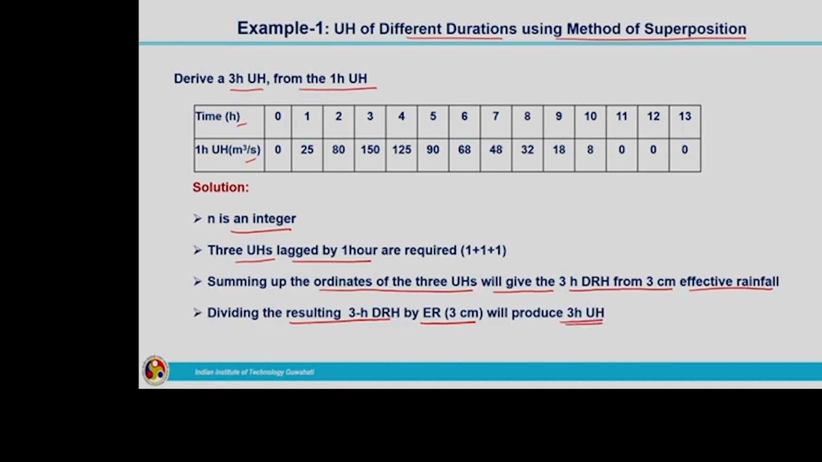So first what we will be doing, we will be lagging the 1-hour unit hydrograph by 1 hour, then summing up the corresponding ordinates to form the direct runoff hydrograph of 3 hours, which is produced due to 3 centimeters of rainfall. After that we will be dividing each and every ordinate of the direct runoff hydrograph by 3 centimeters, which will be producing the unit hydrograph of 3 hours. So these are the data given to us. These are the ordinates representing the 1-hour unit hydrograph.